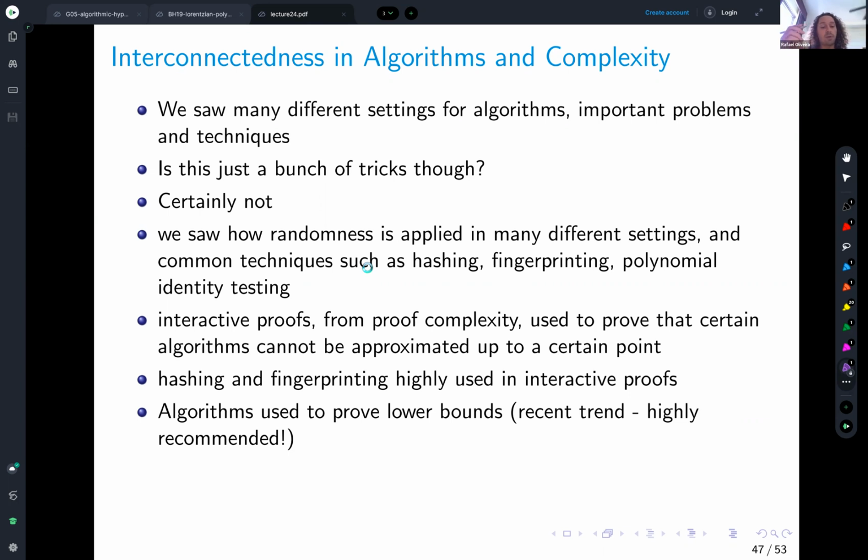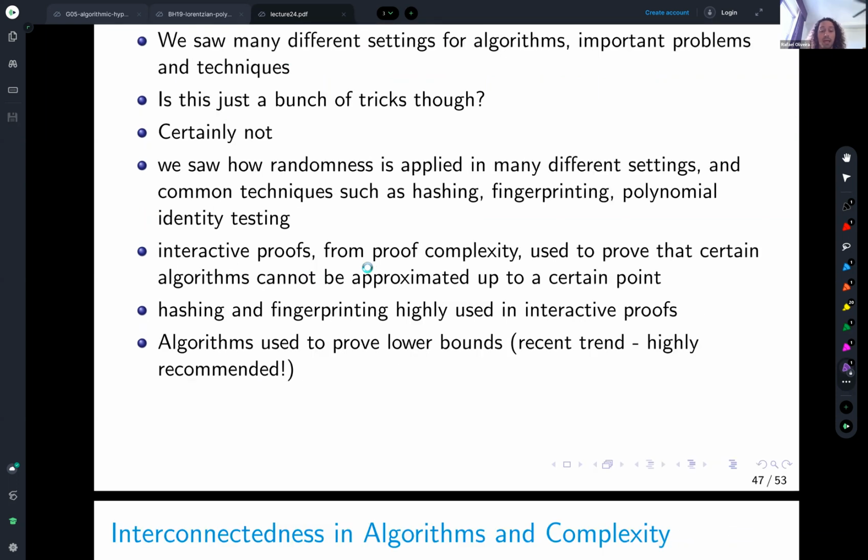So this is an instance of algorithms used to prove lower bounds. And recently, there is an even bigger trend of using algorithms to prove a lot more lower bounds, which is really impressive. So this interconnectedness doesn't go only one way. It goes both ways: better algorithms give us lower bounds, and we can use many lower bound results to say something about algorithms, like hardness of approximation.